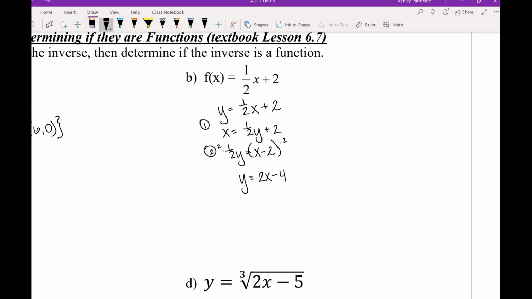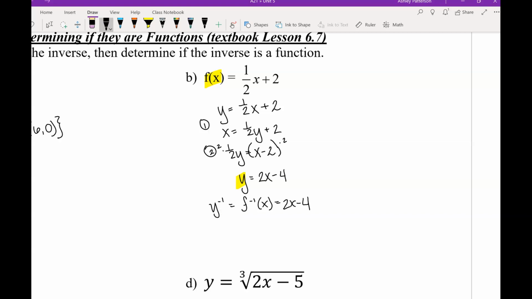But be careful. f of x and y do not represent the same function. Therefore, I'm going to put f inverse of x is equal to 2x minus 4. You have to write it with the -1 exponent. You could, if you wanted to, put y inverse. They're interchangeable.